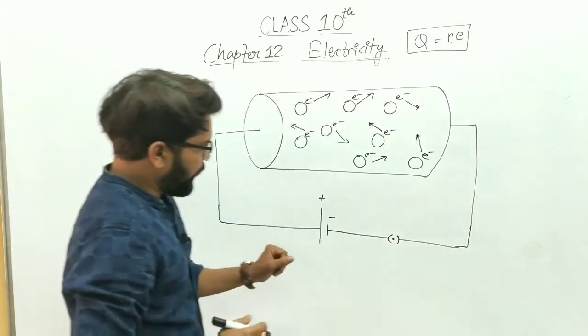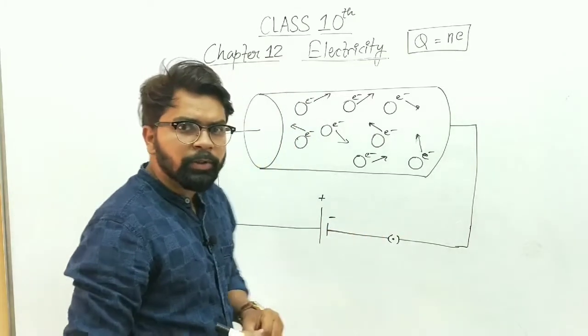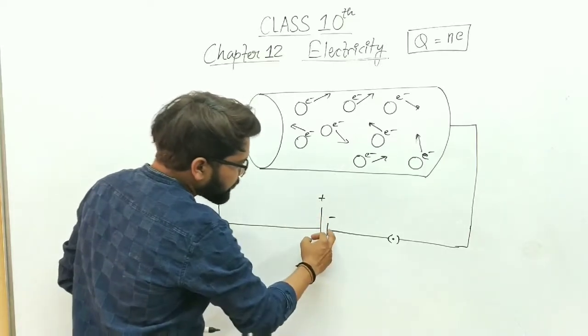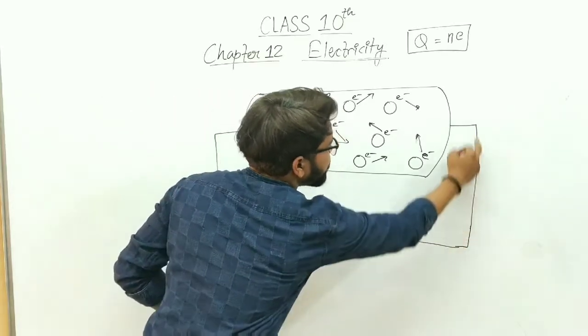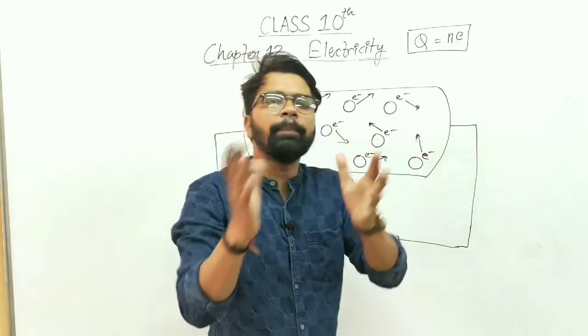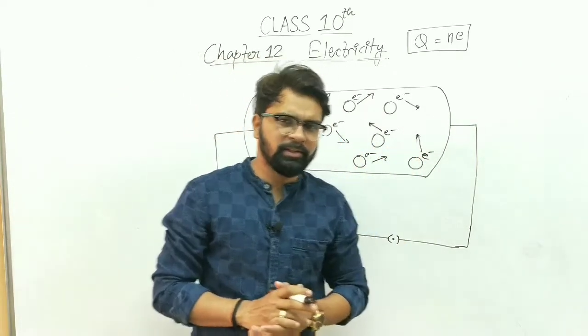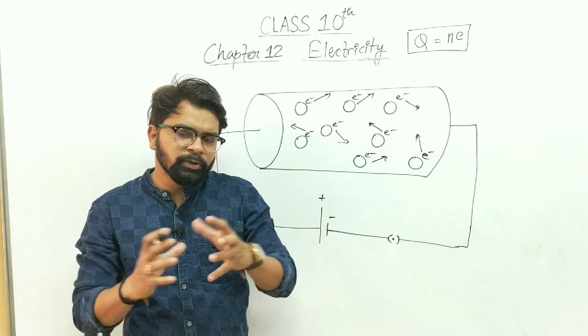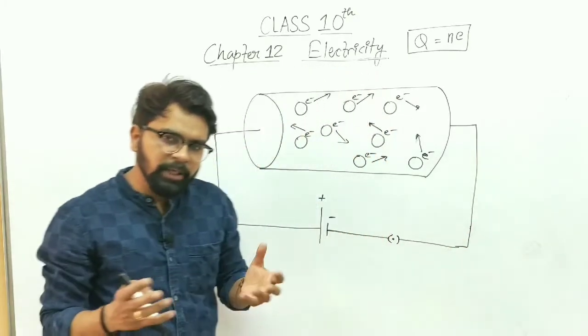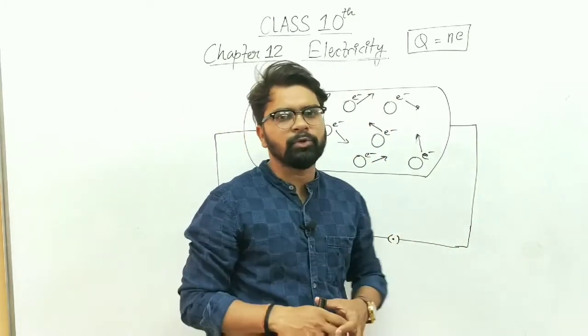If we turn on the switch, what happens next? If this negative terminal goes on this side, these electrons are going to be repelled. It is the property of the charges. The same charges are going to repel and the opposite charges are going to be what?